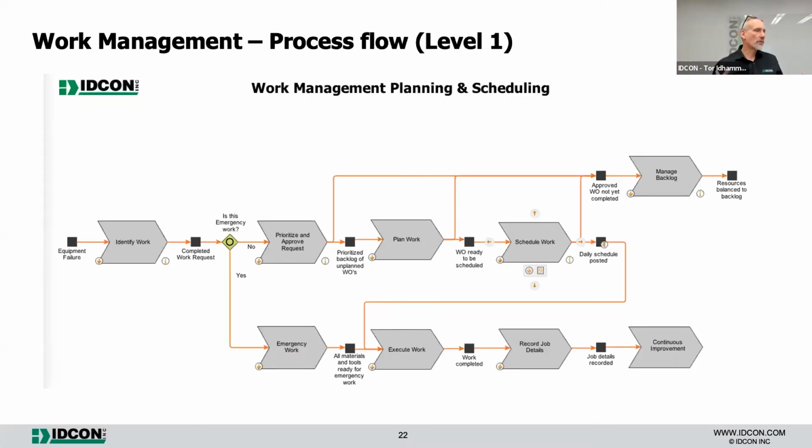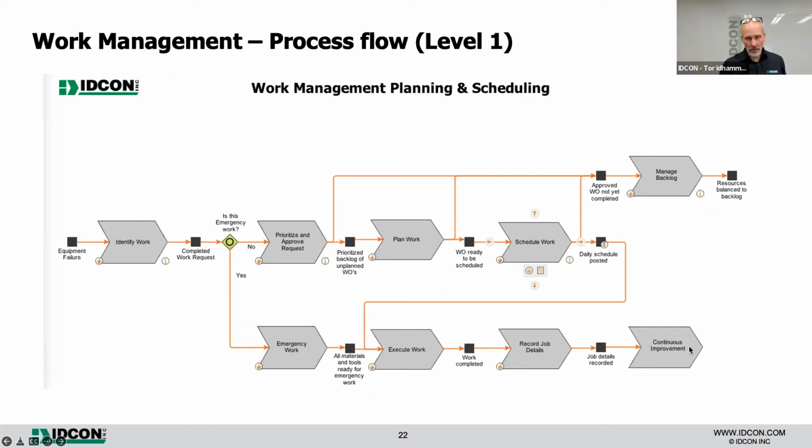But here's the overall level 1 workflow overview. So it says identify work. The next box goes to prioritize. Is it emergency? Yes, no. If it's not an emergency, we prioritize and approve the request. We plan work, we schedule work, we execute work, we record, and then we continuously improve from our history.